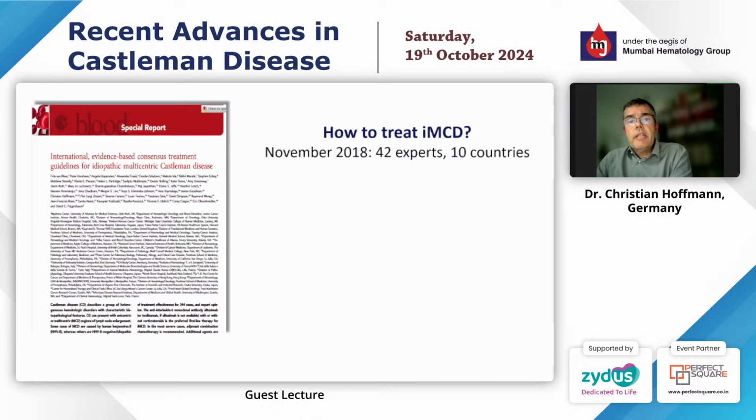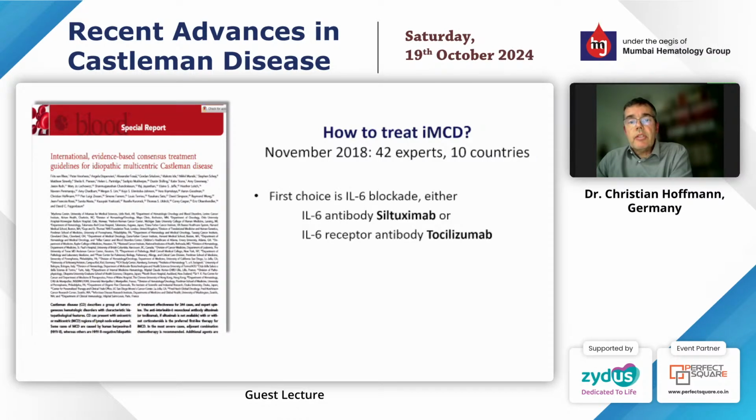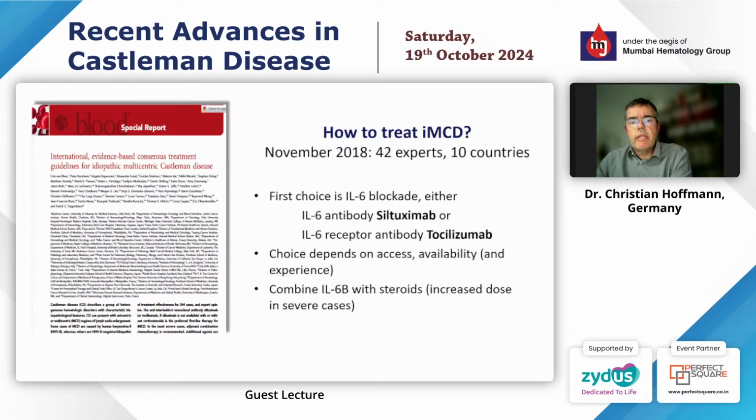And I can tell you, in November 2018, 42 experts, we tried to find a consensus, and it was a long discussion. And to make a long story short, the first choice is always IL-6 blockade, either with the IL-6 antibody siltuximab or the IL-6 receptor antibody tocilizumab. And the choice depends on access, on availability, and also on the experience of the treating physicians. And in severe cases, you may combine the IL-6 blockade with steroids and increase the dose in severe cases.